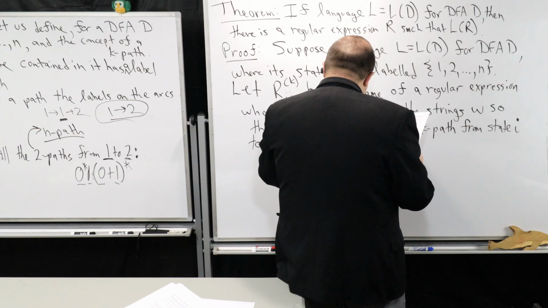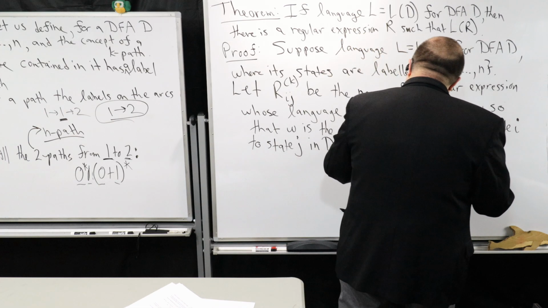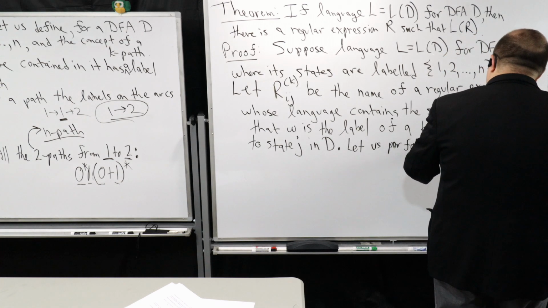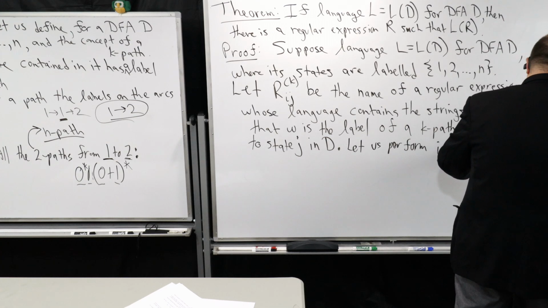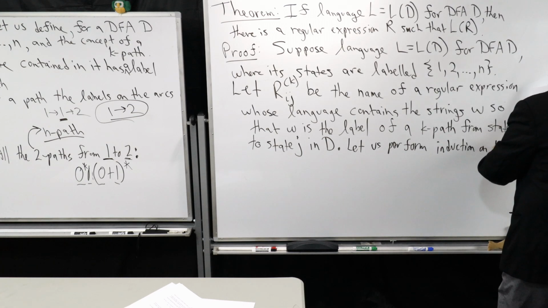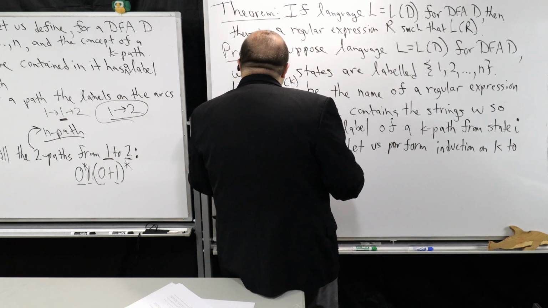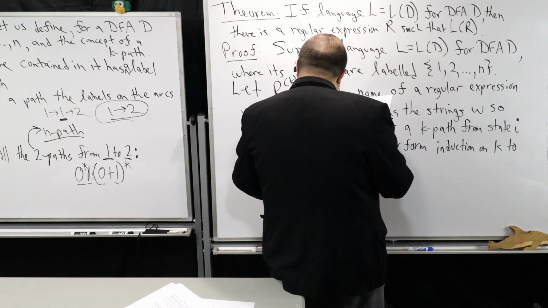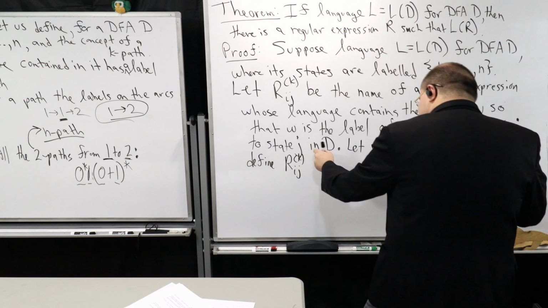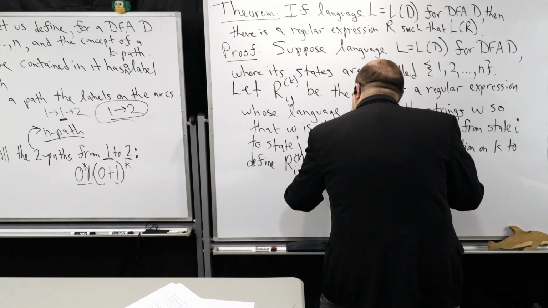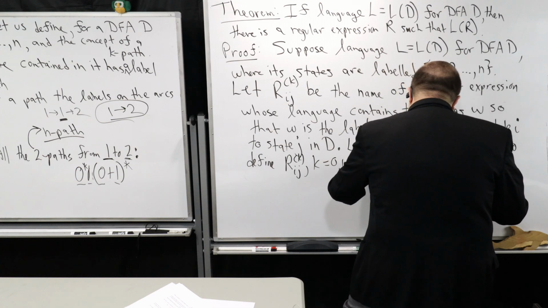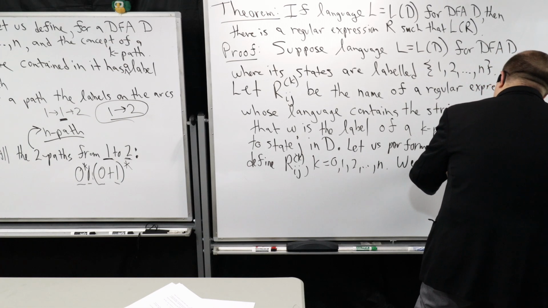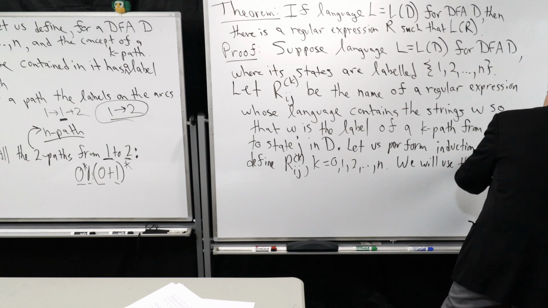So let us perform induction on k. I'm going to build this expression inductively to define R_ij superscript k, where k is equal to 0, 1, 2, all the way up to n. We will use this to prove the claim.